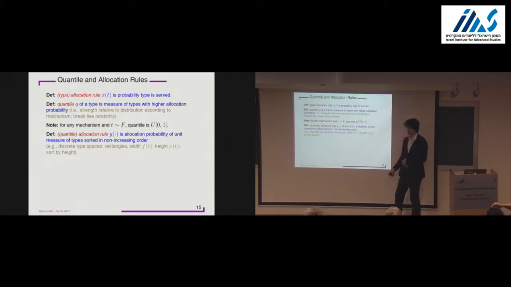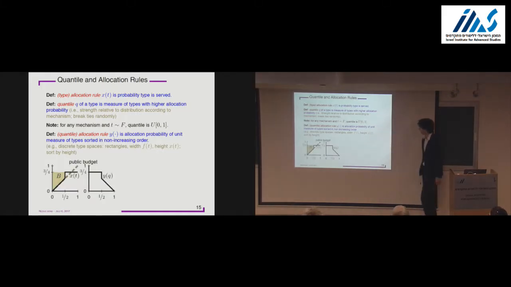Okay? And I find this a little bit confusing to define mathematically. The simple way to think about it is imagine I have a discrete setting where each type shows up with some probability and they get allocated with some probability. So I'm going to imagine a rectangle where the width is the probability of the type showing up, and the height is the probability they get allocated. I'm going to take this bunch of rectangles and sort them in decreasing order. Okay, and so this is what you get.